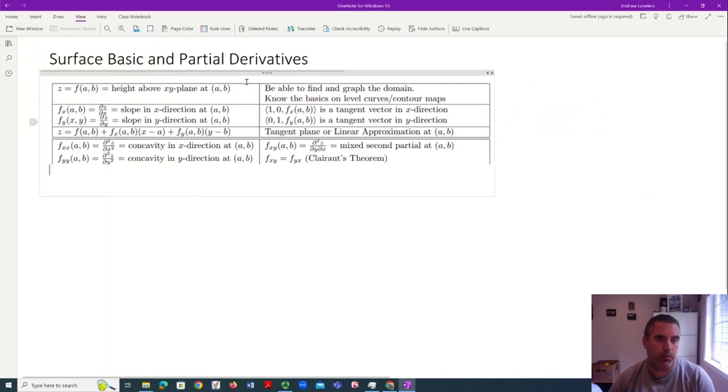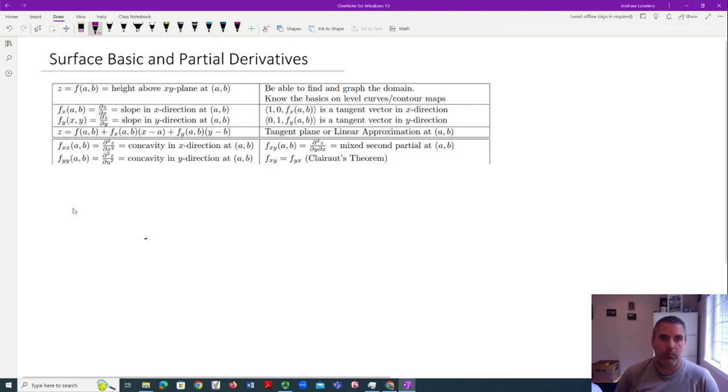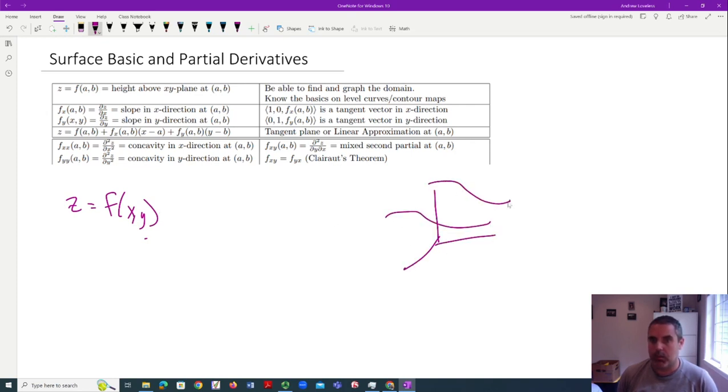So what did we do in chapter 14? We studied surfaces. We learned some of the tools. This is from my review sheet, fact sheet. But ultimately it was about if someone gives you a surface, what can we say about it? And how can we analyze it? And we actually went in a little depth.